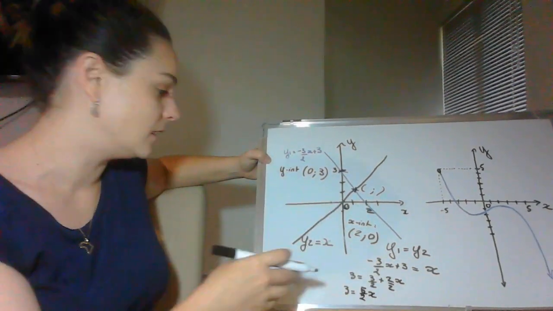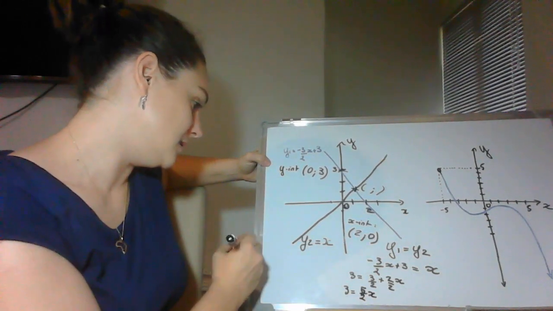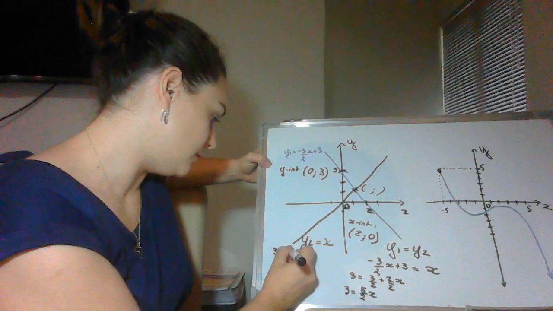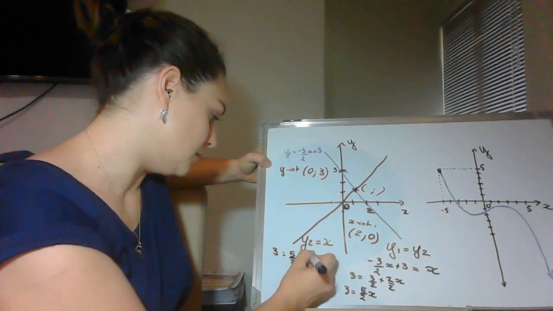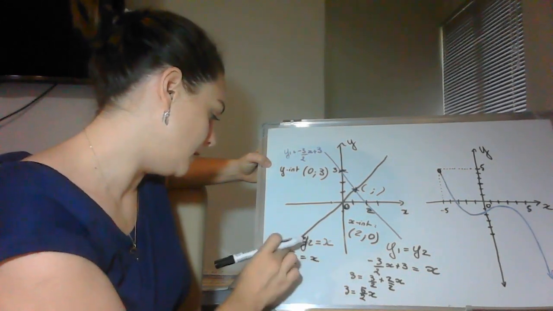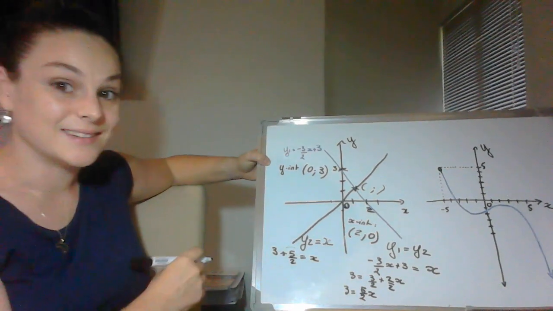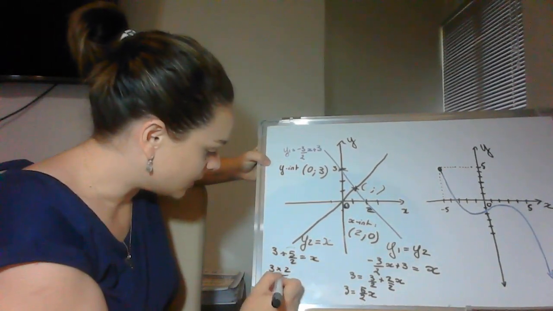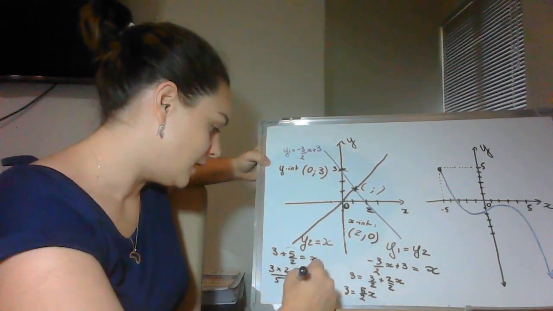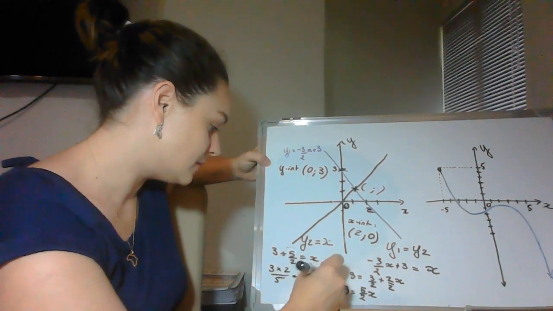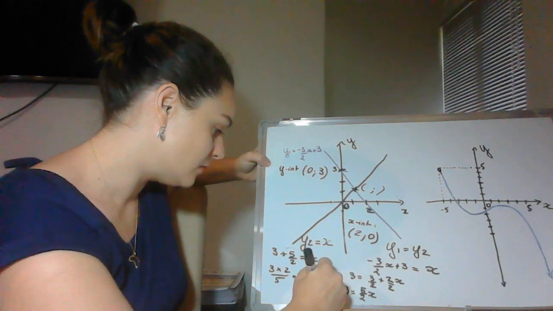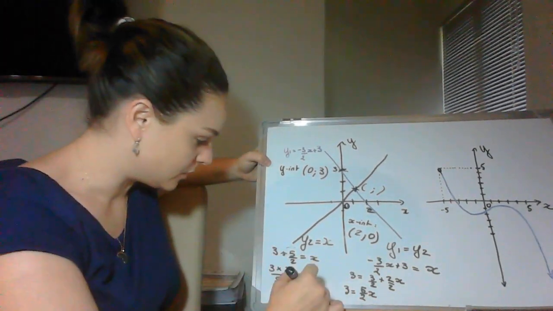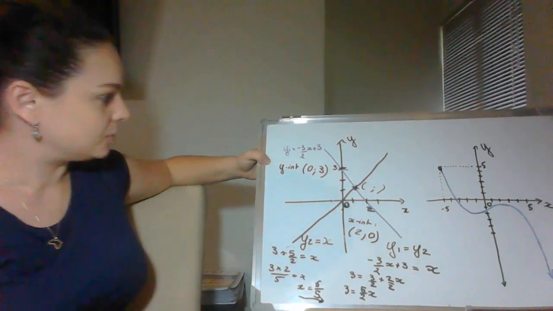Take the fraction on the other side. 3 divided by 5 over 2 equals x. If I divide by a fraction, I can multiply by the inverse. So 3 times 2 over 5 equals x. And the x value here is 6 over 5. Can I simplify? No. 5 is a prime number, so that's my simplest fraction.